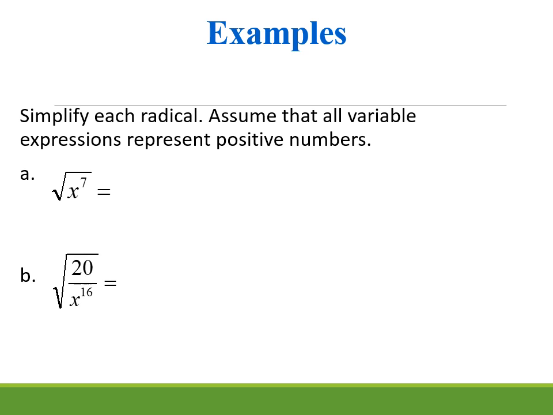So, square root of x to the 7. So what do we do with variables? There's a couple ways to look at it. You can basically separate it and think, okay, I have x to the 6 times x. And so x to the 6, and take the square root of x to the 6, which gives you x to the 3rd, and it leaves you the square root of x.